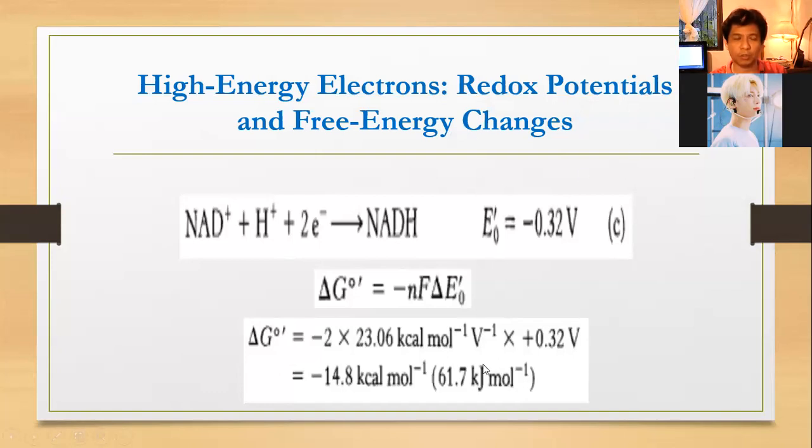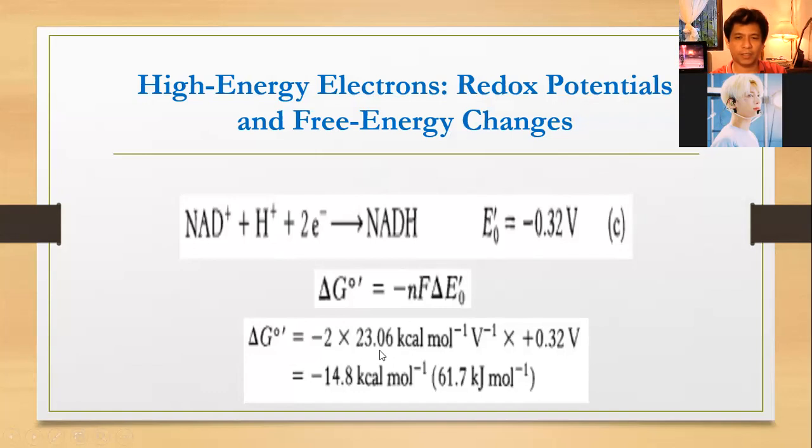Dapat may negative to. Kung natatandaan nyo pa, may typo error lang. May negative to dapat. Pag ang delta G ay negative, spontaneous yung reaction. So yung reverse nito is spontaneous. Ito yung kanyang potential. Negative 61.7 kilojoules per mole.